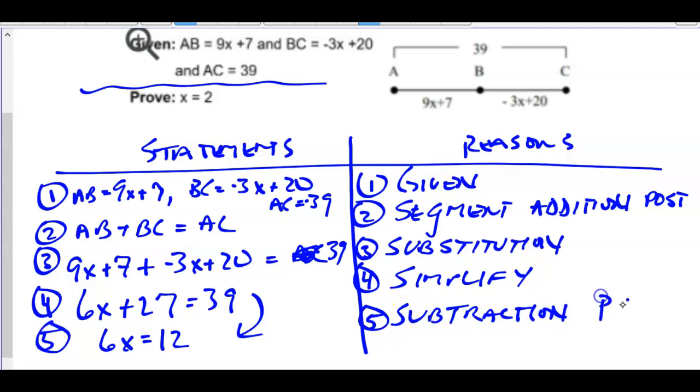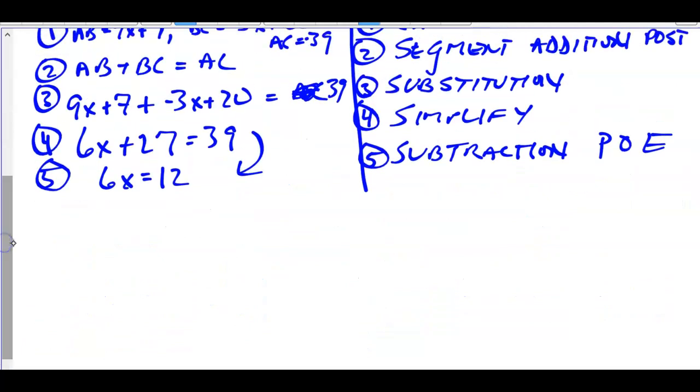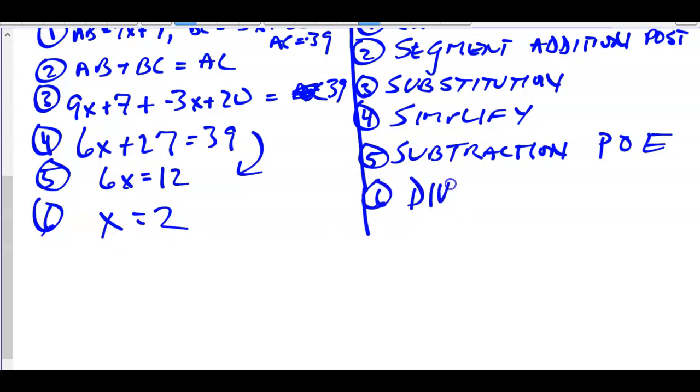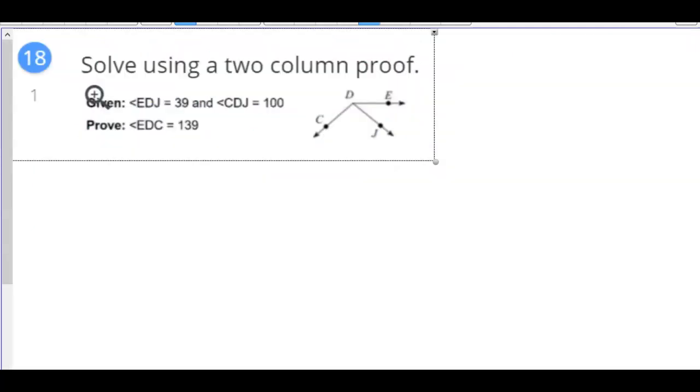Remember, we want to get paid a lot more, POE. And finally, x equal to 2. Why in the world can I justify that step? Because that's called division. POE. I'd be happy to see what word you come up with on the test. I choose BAM.